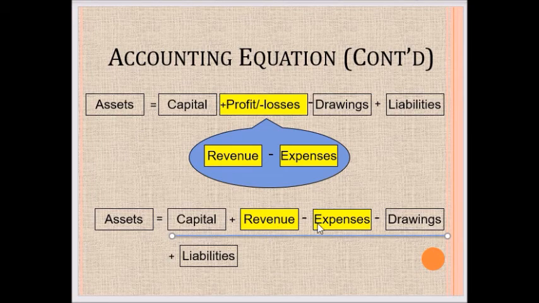So these four are the elements in owner's equity. Then you plus with the liability. And then you get the expansion version of the accounting equation.